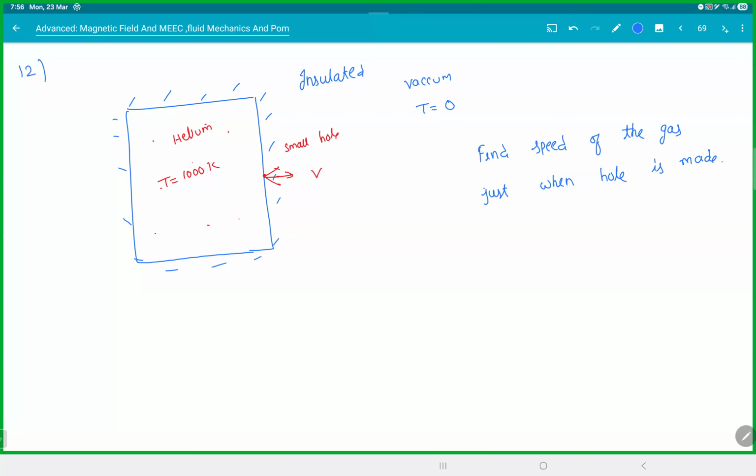And neglect any volume flow inside the container, meaning we are not assuming the air is flowing inside. We are assuming it is almost at rest. Only the molecules close by are just leaving. We can say that is true because you're asking just when the hole is made. If you ask me after time t, we can't do that. Neglect volume flow inside container. So basically, you can assume the velocity of the gas inside is 0.